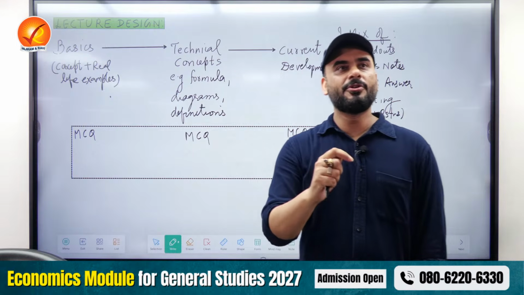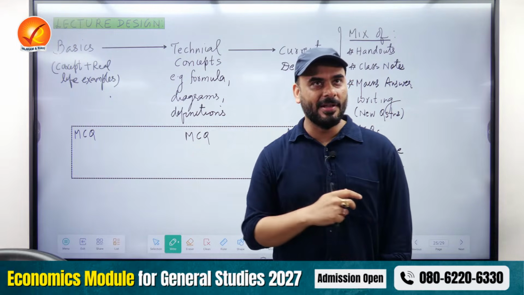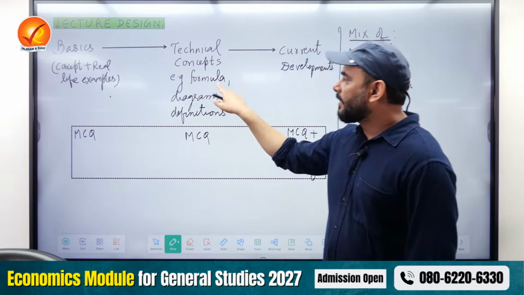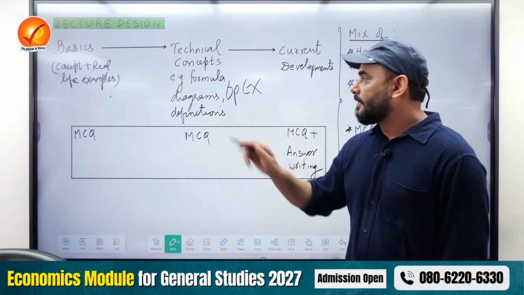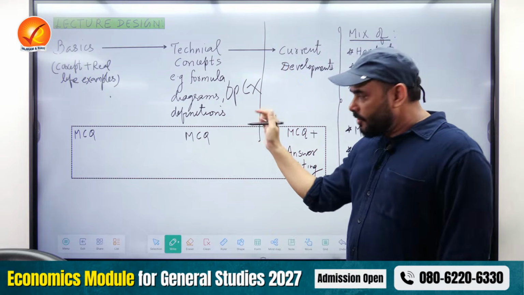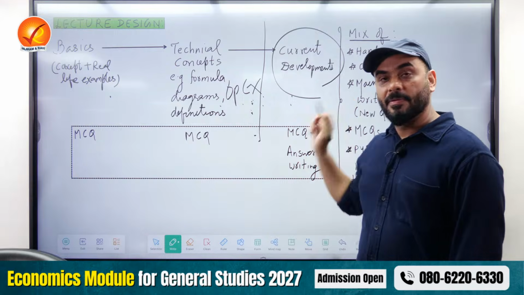For example, I told you that under Mudra Yojana, we give money to MSMEs so that they can buy raw material. So this is basic. Then I told you the technical word, called OPEX. But we don't stop here. In a normal course, we stop here. But we go one step ahead and we say current developments.